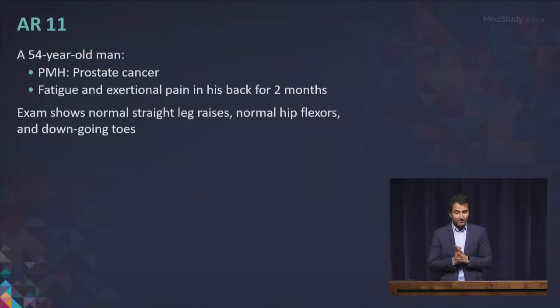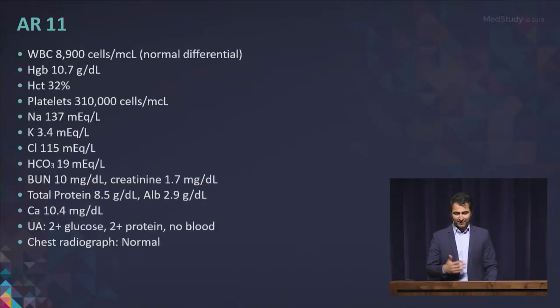Okay, this is our final AR question of the hematology section. I give you a 54-year-old man. He had a history of prostate cancer, let's say 5 years ago. It was early stage. He had it removed surgically. He has fatigue and exertional back pain for 2 months. Exam shows normal straight leg raises and downgoing toes. So fatigue and back pain, and this is what his lab profile looks like.